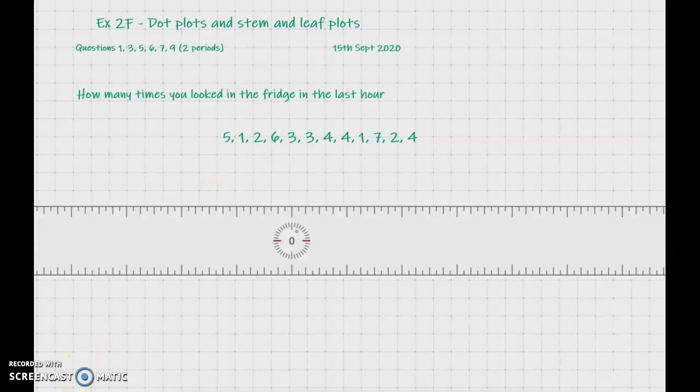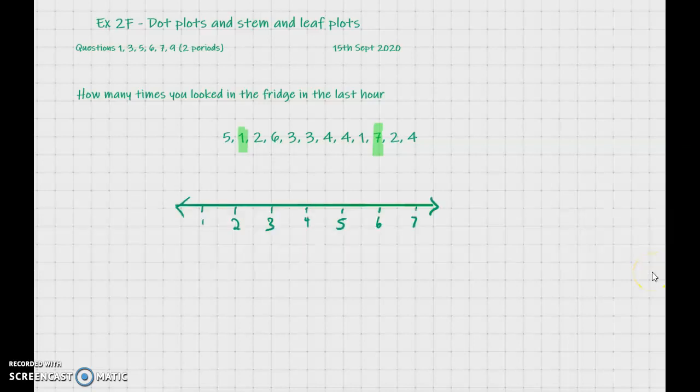The first thing you're going to need is a ruler to rule a nice straight line. Our lowest value is 1 and the highest value is 7. So I'm going to have a number line that'll encompass that. Okay, so there's a number line. Now I'm going to go across, and each time I have a value, I'm going to draw a dot above it. So we've got 5.